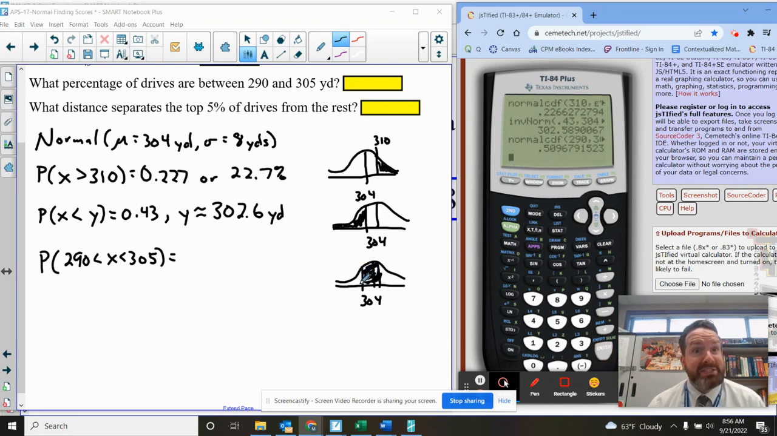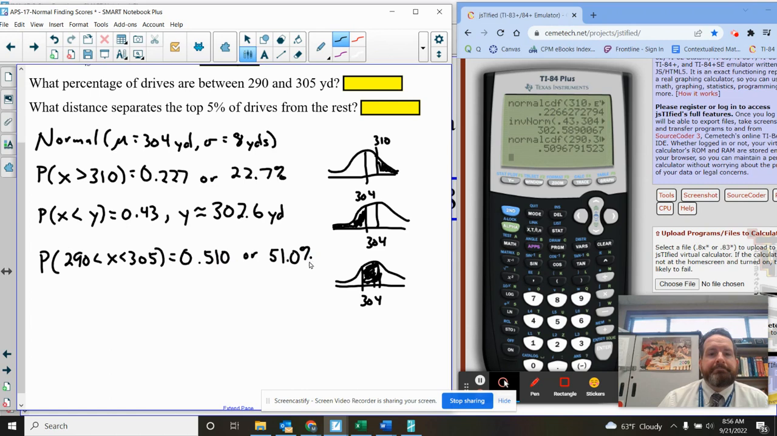My sketch, obviously not to scale. And that 290, that's more than one standard deviation below the mean. So yeah, there's actually a good amount of area in there. So let's call it as a proportion 0.510, or as a percent, about 51.0%. So half of those balls the golfer hits would be between 290 and 305 yards away.